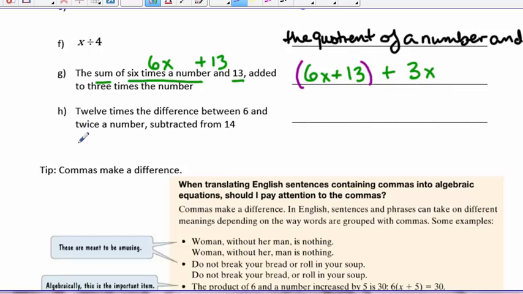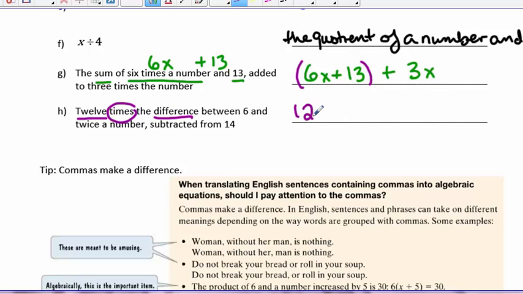Alright, let's look at part H. One more time, we've got a comma, so we will read what's in front of the comma, then we'll read what's after the comma. 12 times the difference between 6 and twice a number. Okay, so there's a multiplication right here, 12 times. So it's 12 times the difference. So that tells me that what I'm multiplying 12 by is a difference, is a subtraction.